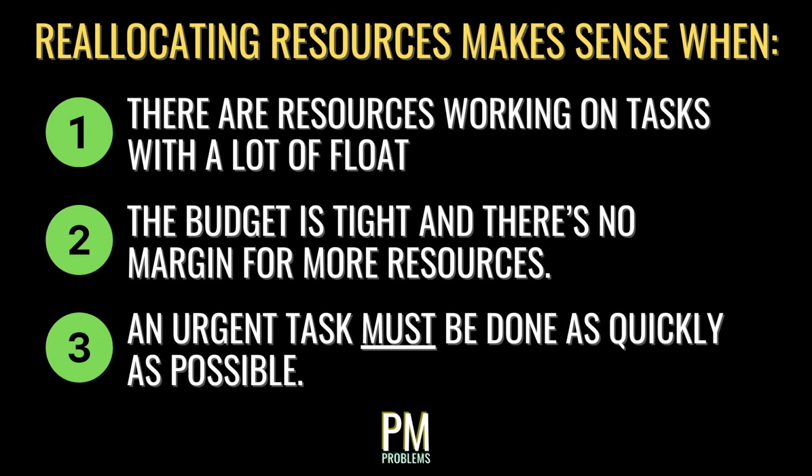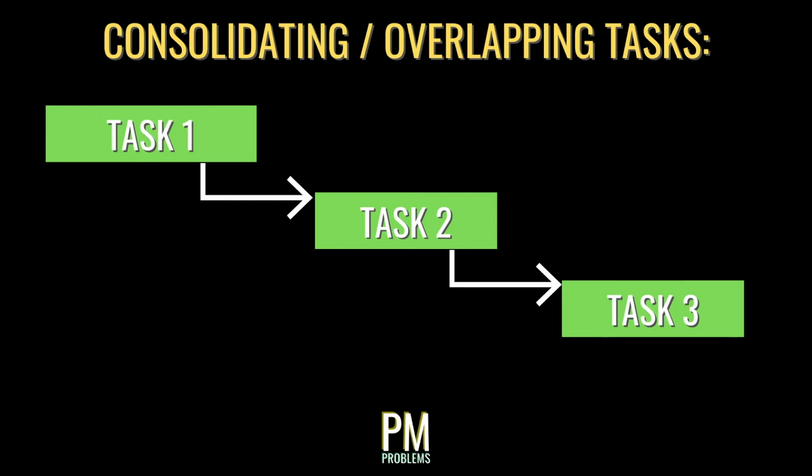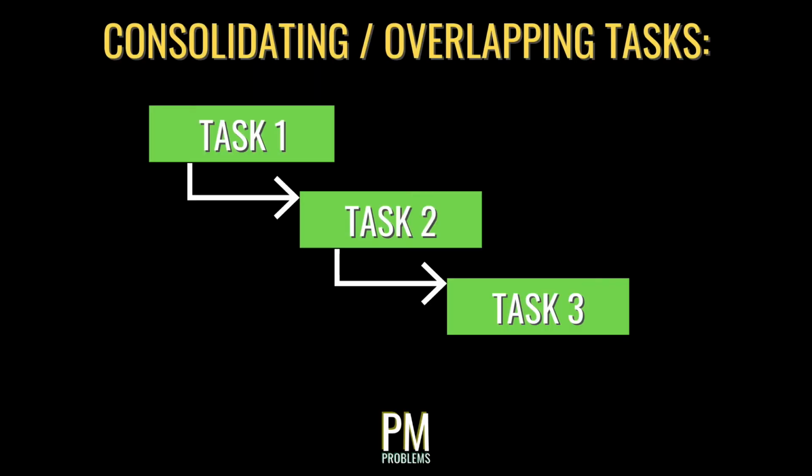The budget is tight and there's no margin for more resources. Or there's an urgent task that must be done as quickly as possible. If acceleration is required on your project, look for opportunities to overlap activities. Also referred to as consolidating the schedule, overlapping activities allows for more successive tasks to get done in less time.